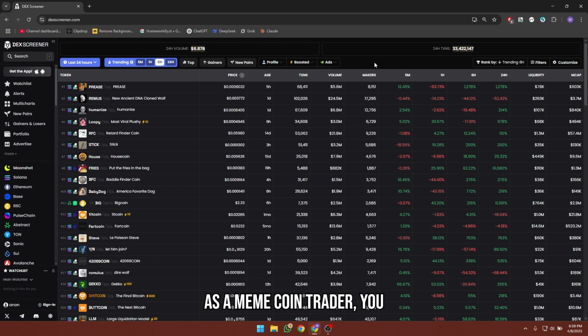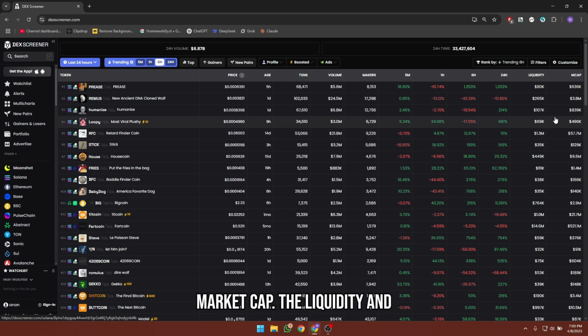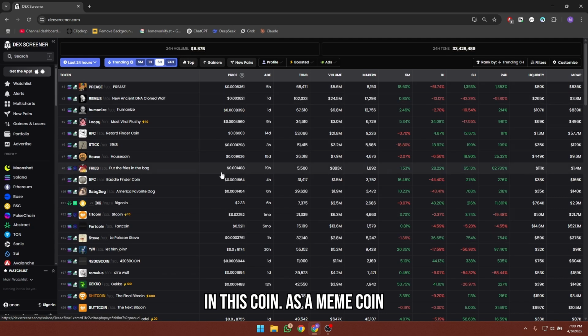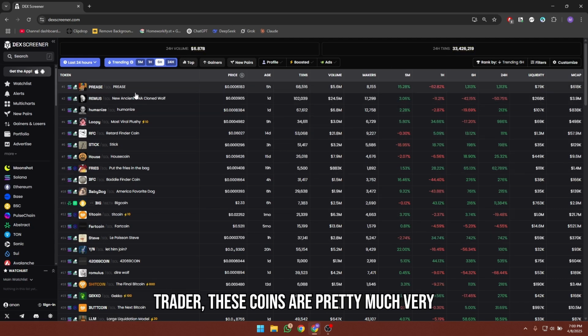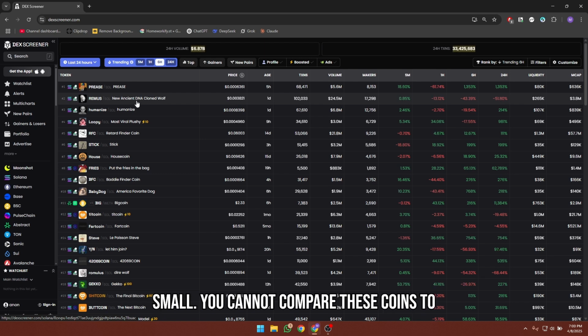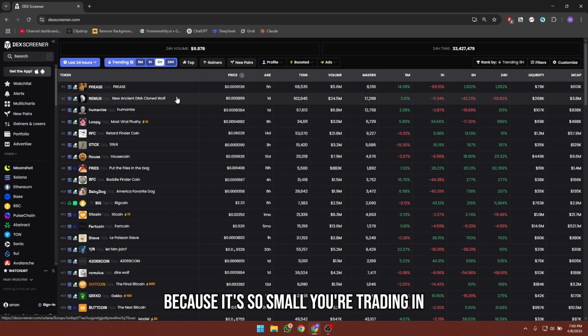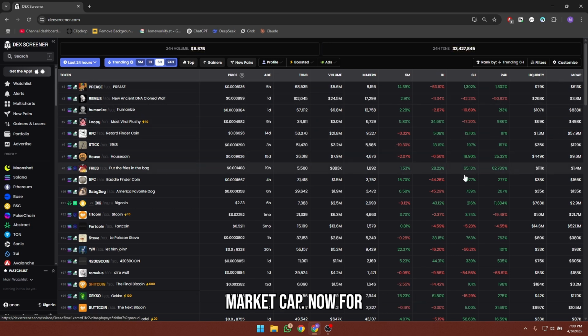As a meme coin trader, you are basically looking at the market cap, the liquidity, and pretty much the amount of volume that's in this coin. These coins are pretty much very small. You cannot compare these coins to big coins like XRP, Ethereum, or even any other coin like Doge, right? It doesn't matter what the price is because it's so small. You're trading in market cap.